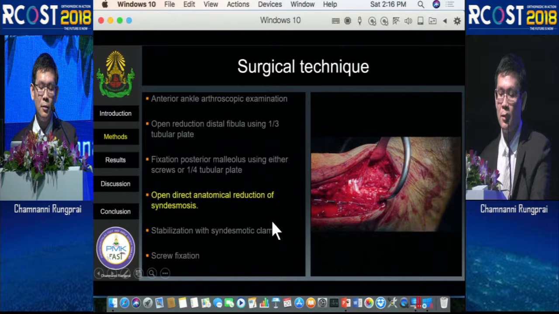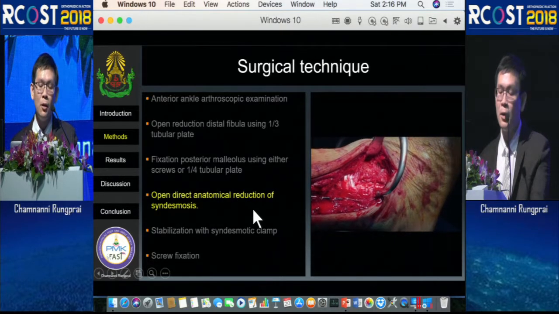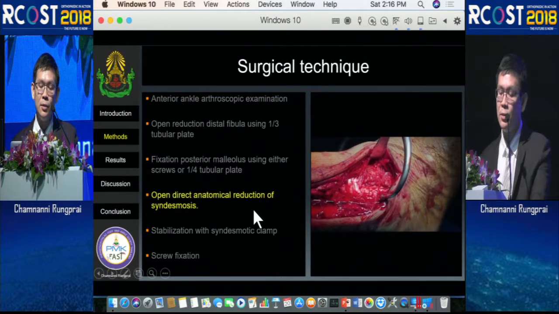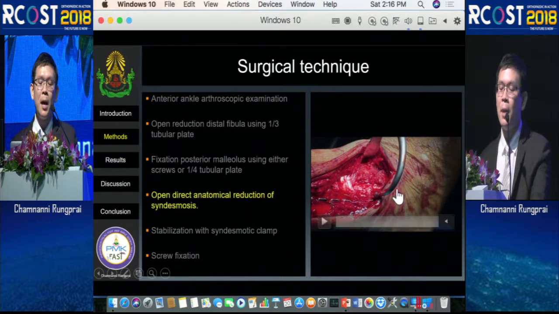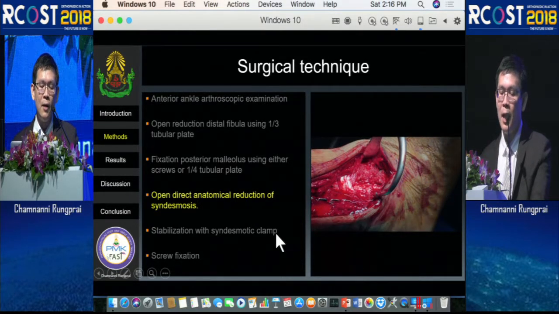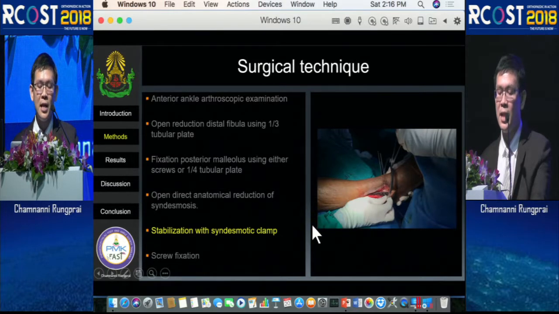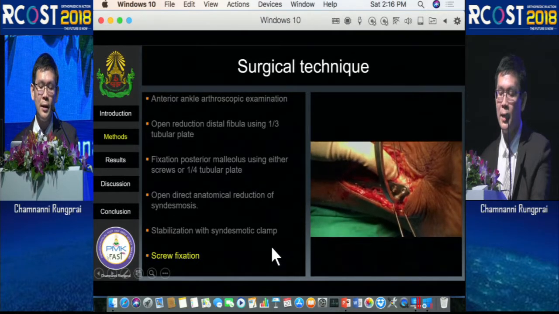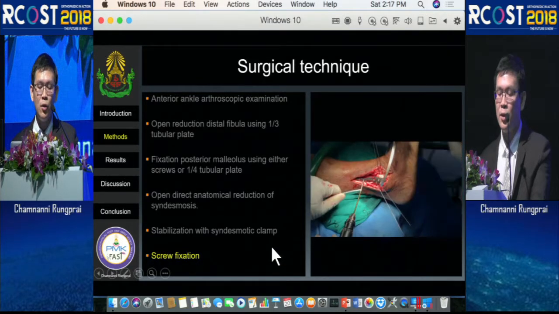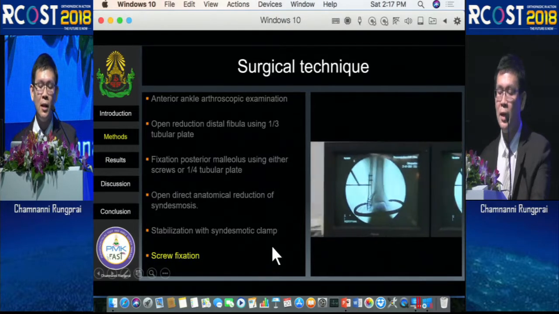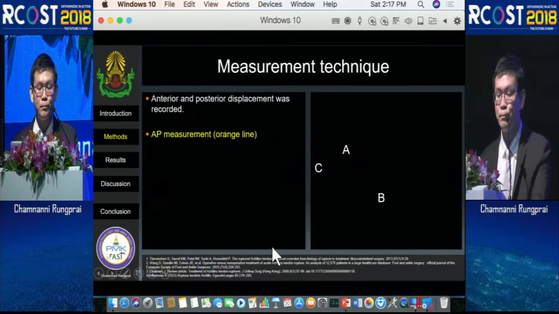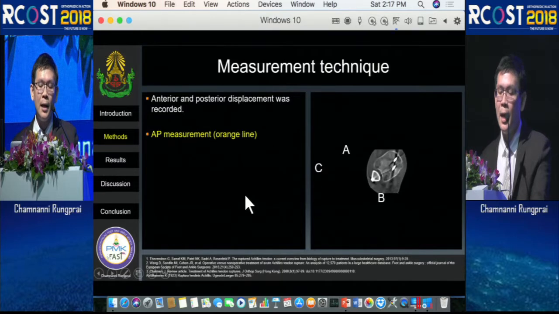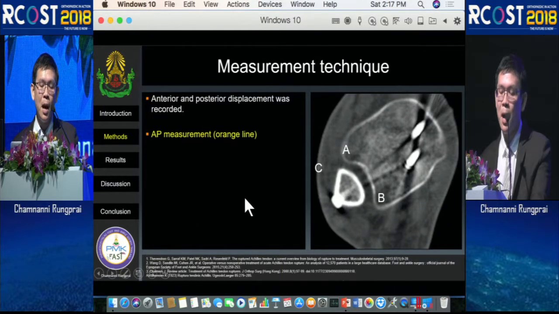For syndesmotic fixation, in the reduction part, we use the anterior distal tibia-fibula line by direct observation, and we stabilize with the syndesmotic clamp. Then we check the fluoro and also check the anterior distal tibia-fibula line to make sure there is no notching and no elevation, and then we fix the screw. After the surgery, we do a bilateral CT scan postoperatively, and then we measure the syndesmotic malreduction.